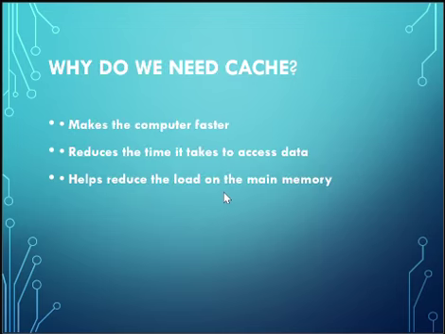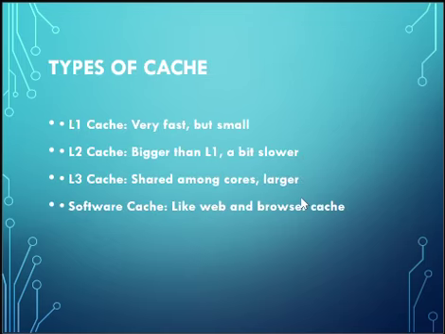Why do we need cache? Imagine if every time you needed a book, you had to go to the library instead of your bookshelf. That's how a CPU feels without cache. Cache helps the system run faster, reduces memory traffic, and speeds up data access.